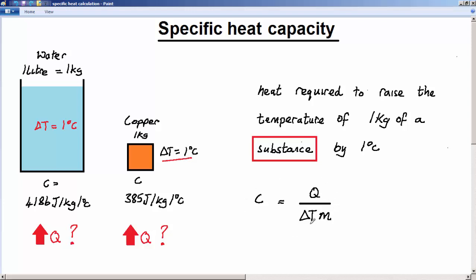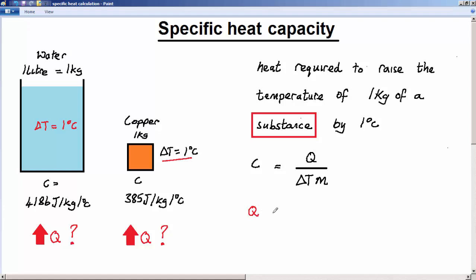So just rearranging this equation, Q equals the specific heat capacity, which is different in each case, times delta T, the change in temperature, times the mass. So in the case of water, the heat required in this case is 4186 times the change in temperature, which is 1, we specified that, times the mass, which is 1 kilogram, which is equal to 4,186 joules, which is what you'd expect.